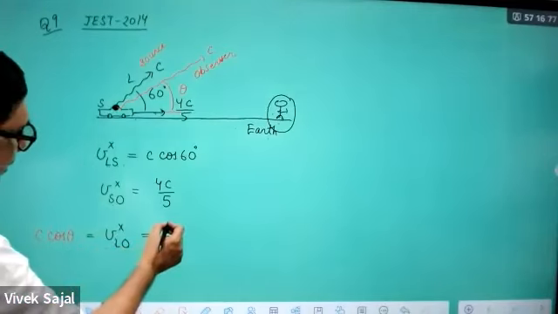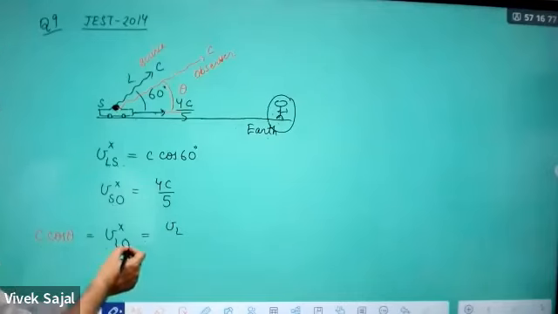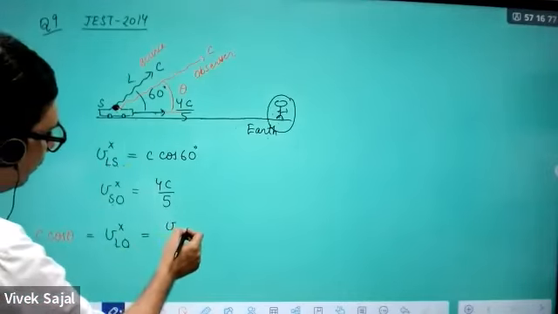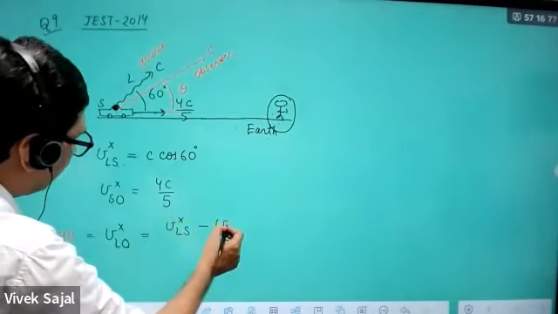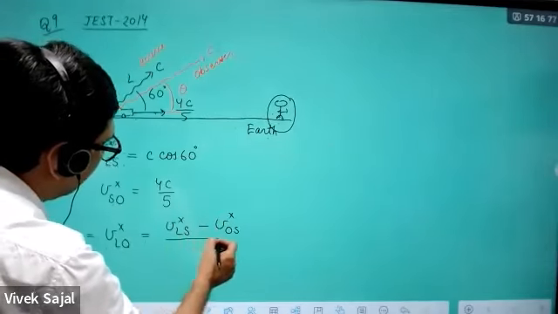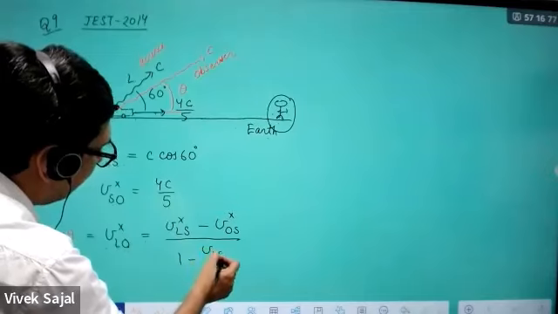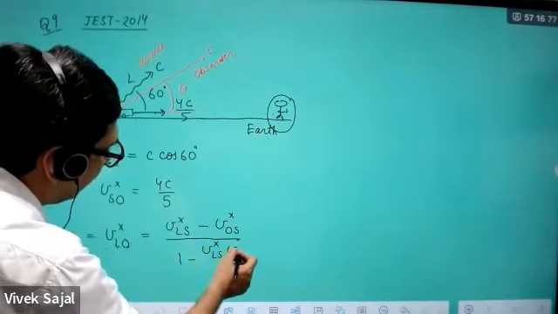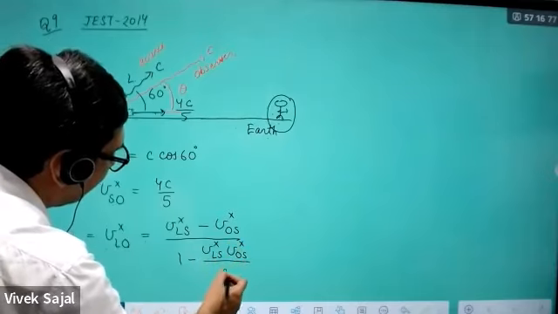So what is this? This is the velocity of the light. Light is there, observer is there, okay, source is missing. The velocity of the light with respect to the source, x component, minus the velocity of the observer with respect to the source, x component, divided by 1 minus the velocity of the observer with respect to the source, x component, divided by c square.